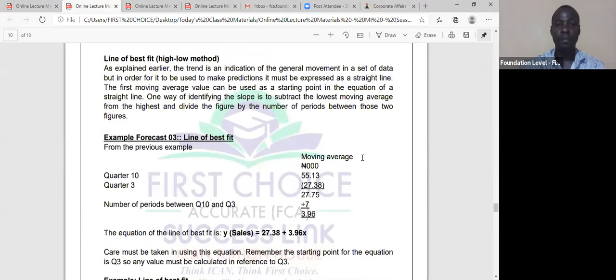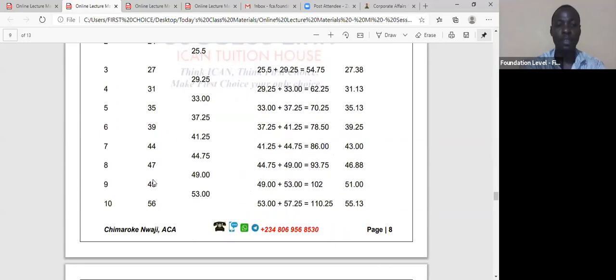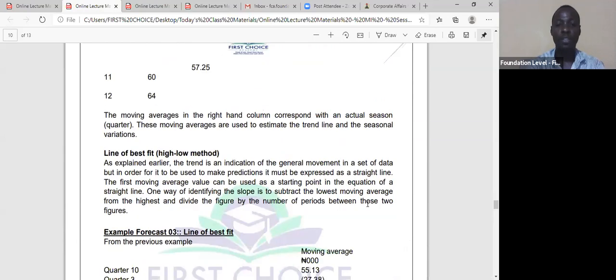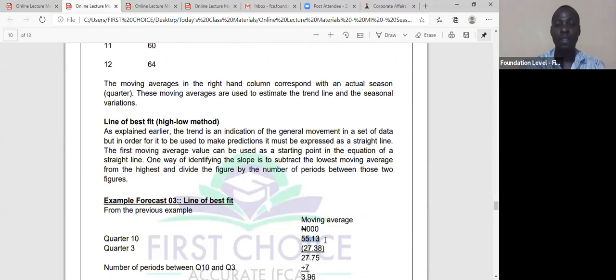Then look for the slope. The best way of looking for the slope is to subtract the lowest moving average from the highest moving average. That's what is called high minus low. So all you need to do is bring your highest moving average. We got it from quarter 10. See, 53.13 is the highest moving average. You put it down here. Then less the lowest moving average in quarter 3, 27.38. This minus this one will give you 27.75.